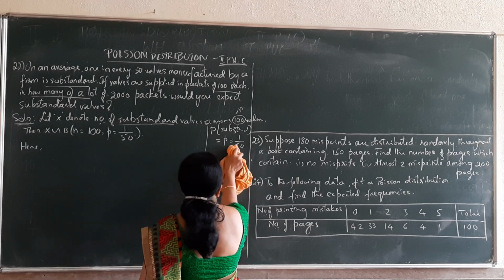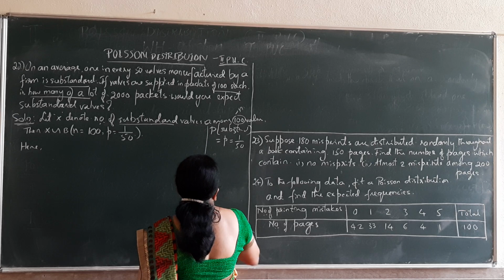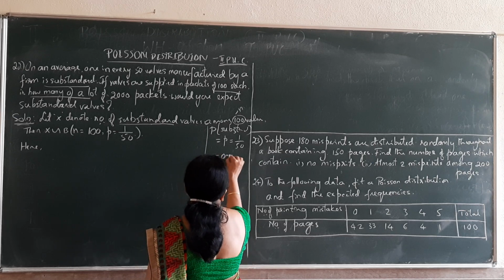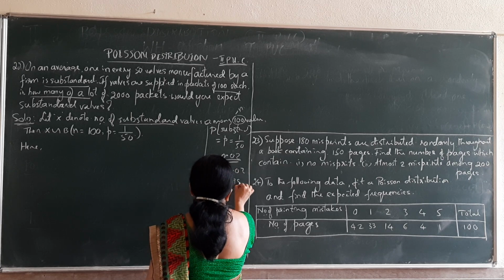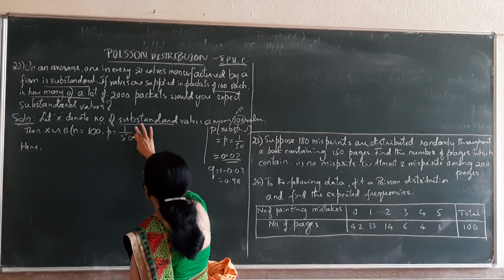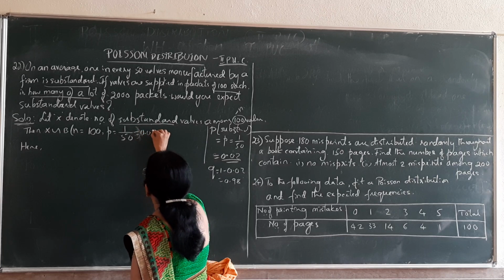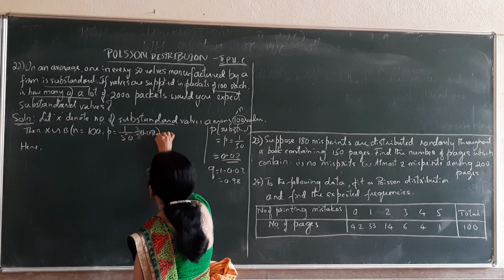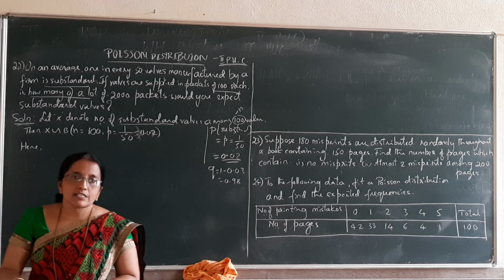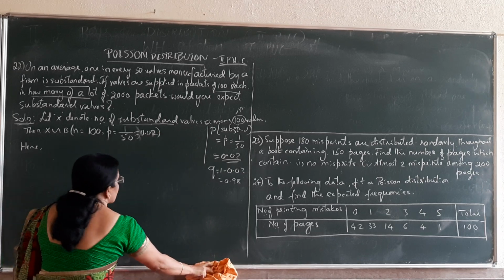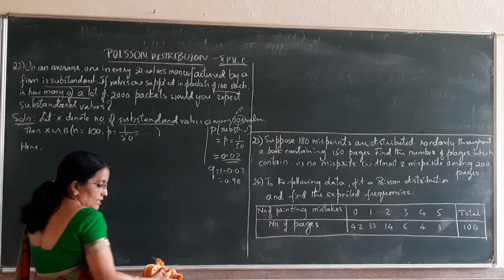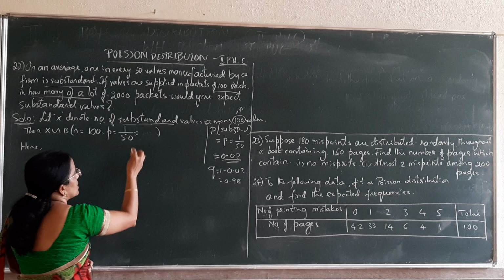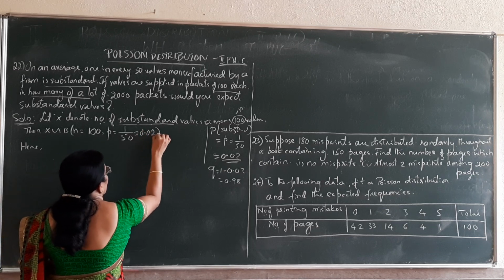Here p equal to 1 by 50, which is equal to 0.02, and q equal to 1 minus 0.02, that is 0.98. Now instead of 1 by 50 you can write 0.02. Now you can say p is very small. In the earlier class I told you 0.01, 0.02 and so on, you can consider as a small probability. So it is 0.02.